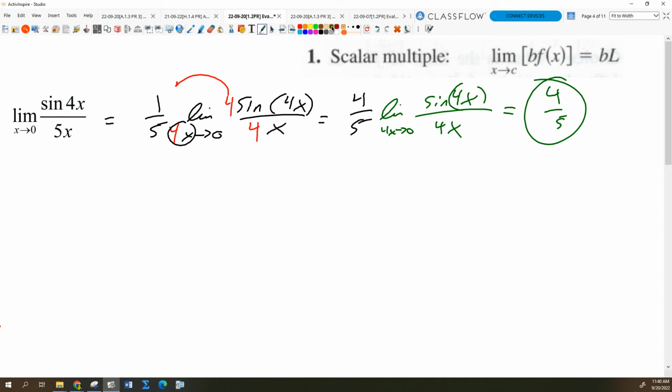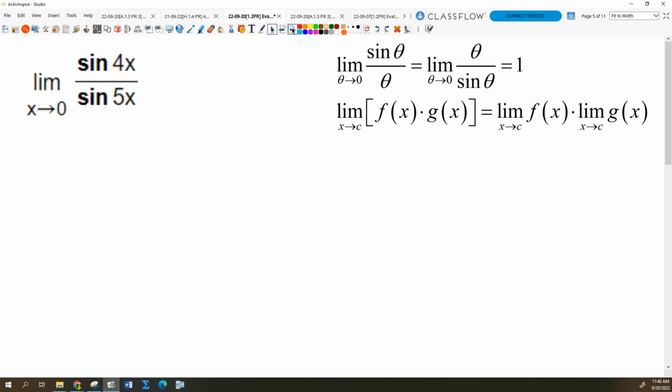Okay. All right. How about that one? Can't take a sine out. That's not a constant. It's a sine of a variable, right? So that's a function.